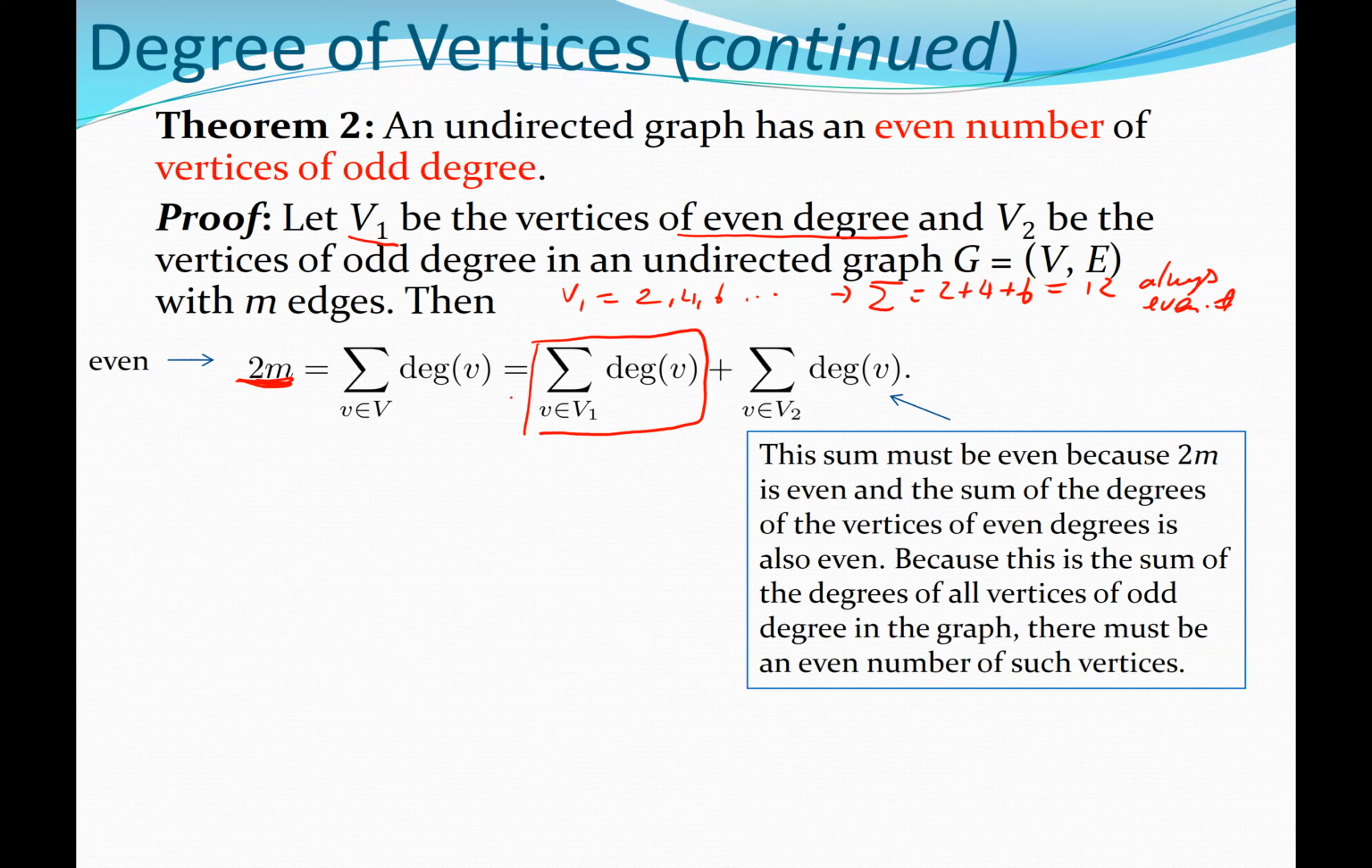So think of this logic, right? On the left hand side, you have even, and on the right hand side, this part is even plus something. Can even plus odd give you even? The answer is no, right? Only even plus even gives you even. So therefore, the odd degree part must be even. And that's how we prove theorem number 2. Okay, does it make sense?